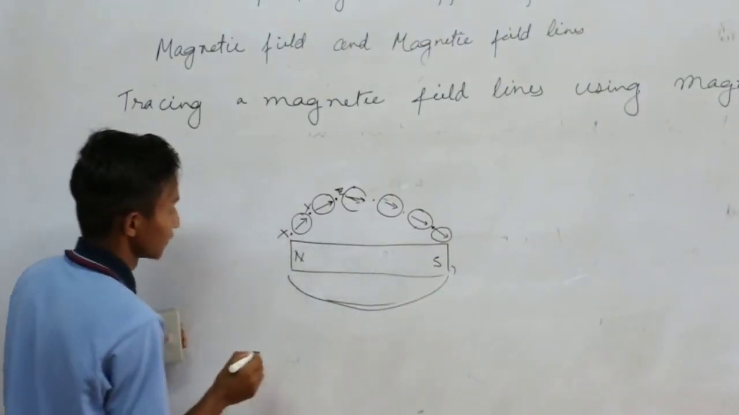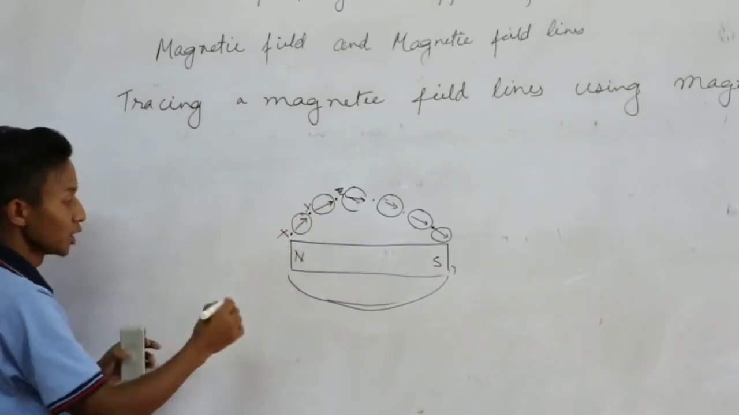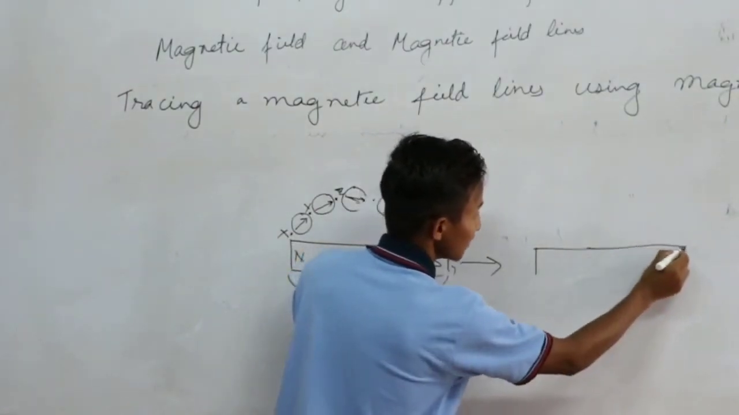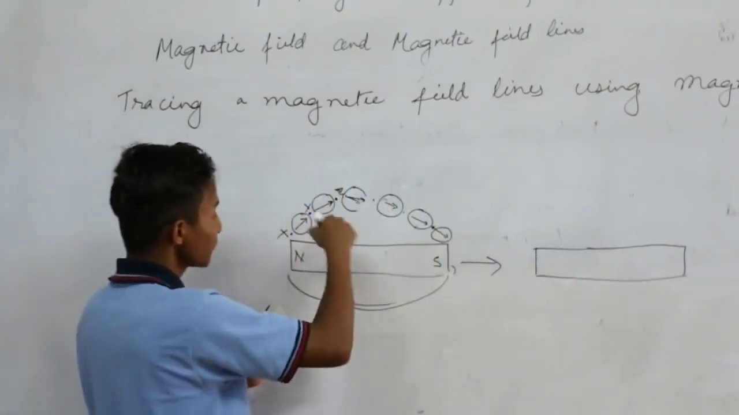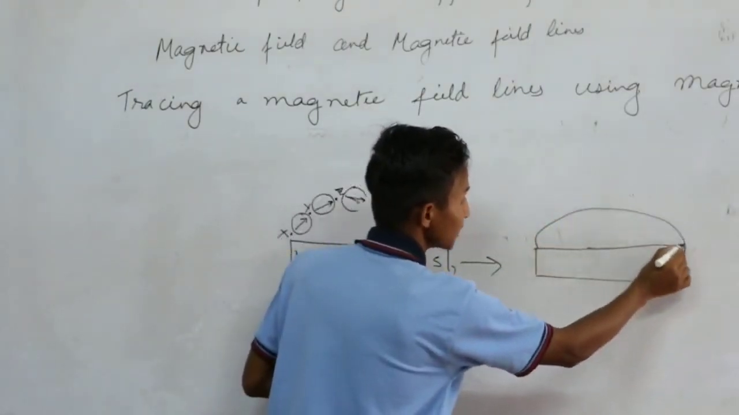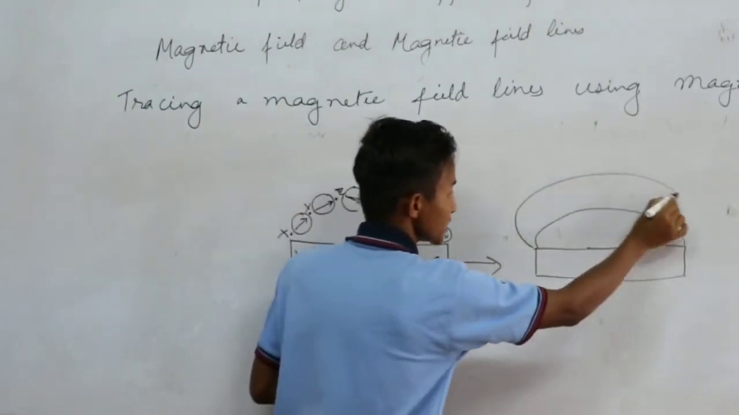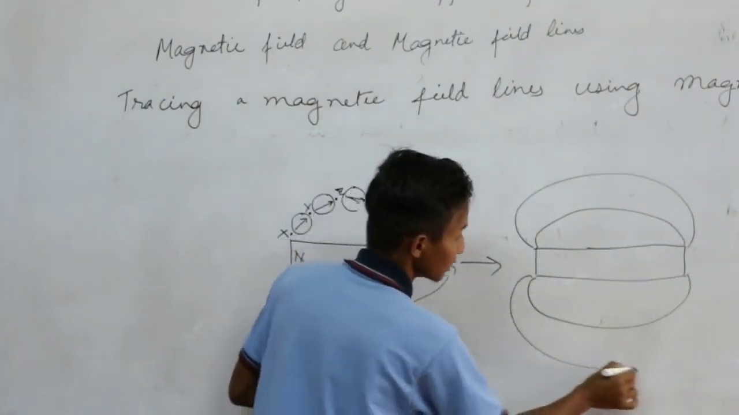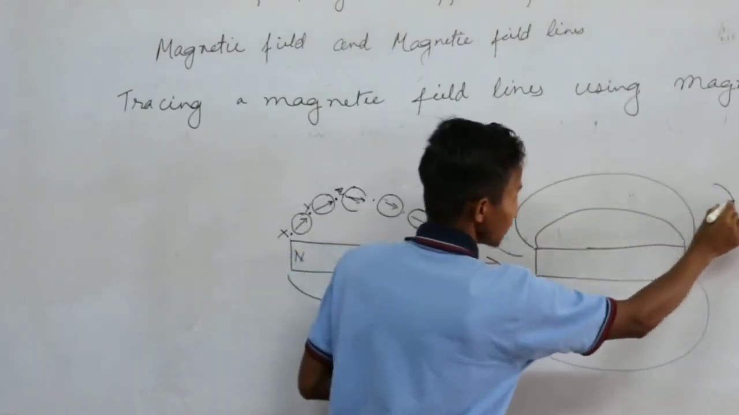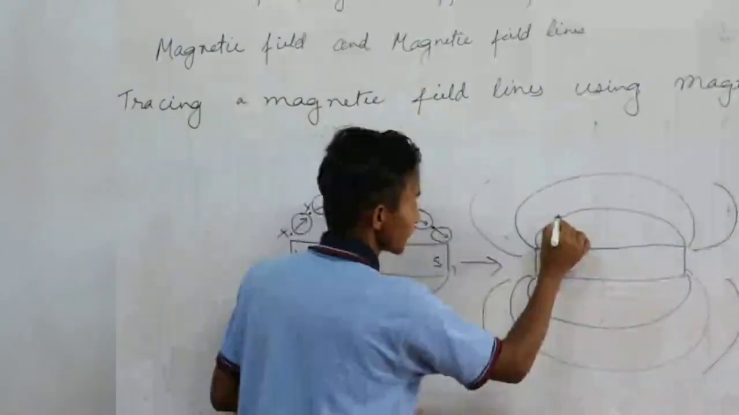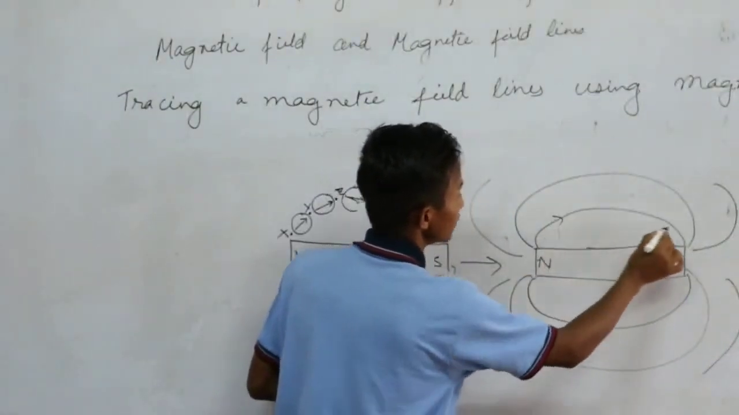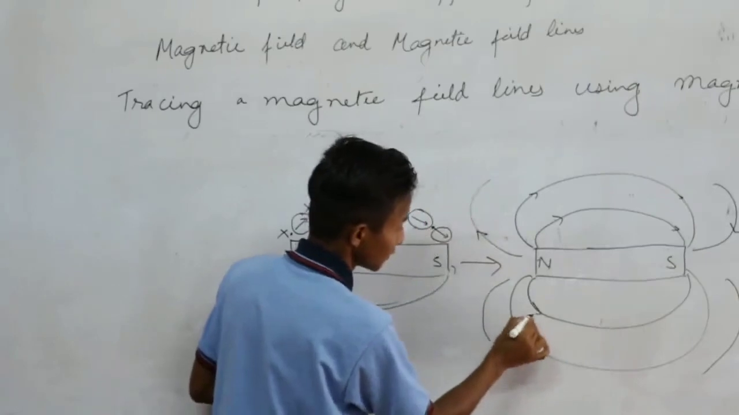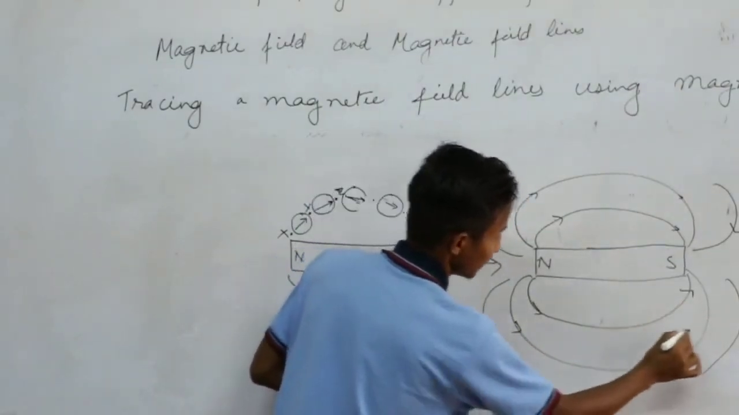You see this kind of curve, right? You try in different positions, you will obtain this kind of picture. So this is the first one. So this is the second one. Another position. You try from here, you will see this position. Look at the many lines. You start from the north pole to the south pole. North pole to south pole. Right?